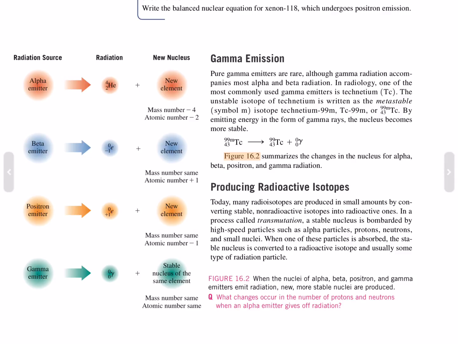Gamma emission. Pure gamma emitters are rare, although gamma radiation accompanies most alpha and beta radiation. In radiology, one of the most commonly used gamma emitters is technetium. An unstable isotope of technetium is written with the symbol m, technetium-99m. By emitting energy in the form of gamma rays, the nucleus becomes more stable. Figure 16.2 summarizes the changes in the nucleus for alpha, beta, positron, and gamma radiation.